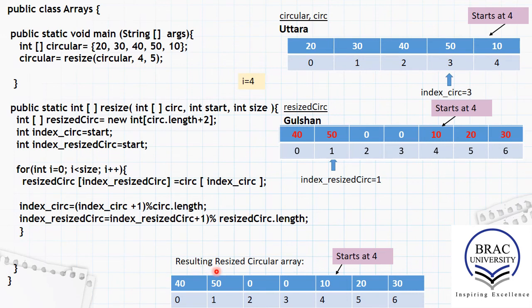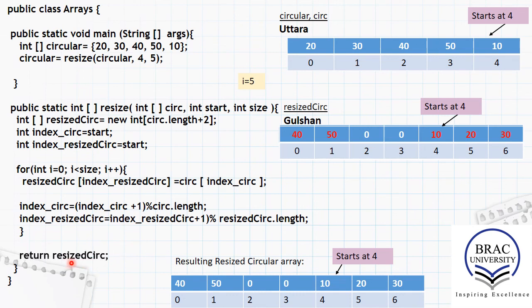And now if you see, this array now looks like my resulting circular array. So I have done resizing my array. Now I still have one more step left. That is, I need to return this reference at the end of my method. So after this iteration, I will become 5 and the loop will terminate. Okay, so now I should return the reference of this array that is stored in the variable resized circ.